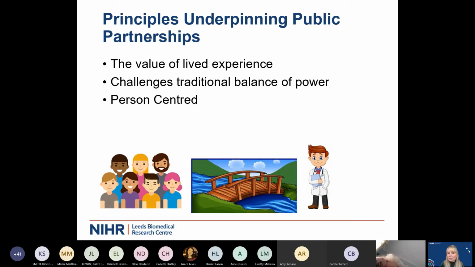It challenges the traditional balance of power. So traditionally, a doctor would understand a condition from their medical and scientific experience and would tell a patient what was best to do. And actually, patient involvement is about being person-centred and saying, actually, people have a right and an entitlement to plan for their own health outcomes and to be involved in how we design research that meets their outcomes as an individual.